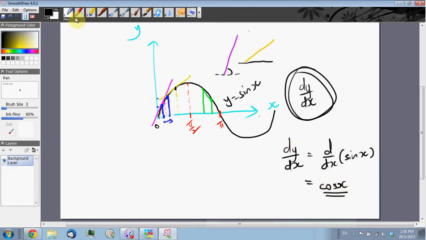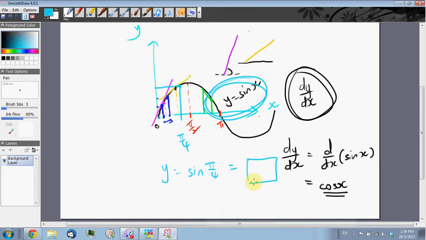So for example, let's say I want to find what the value of y is at pi over 4. Let's say we have pi over 4 here. What is the value of y? We just sub into this equation. So y equals sine of pi over 4, and you get a certain answer here.